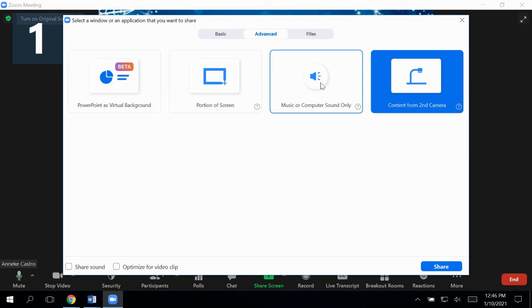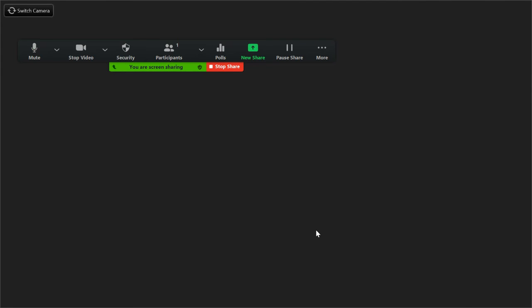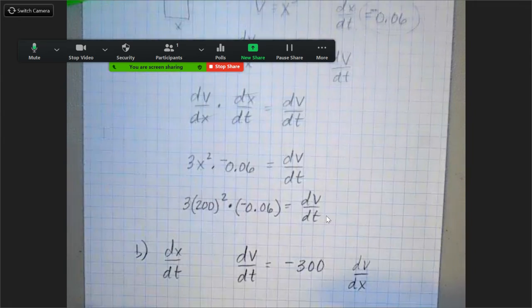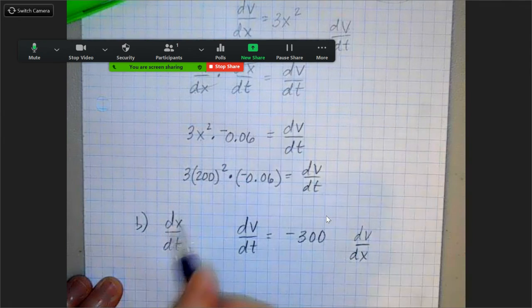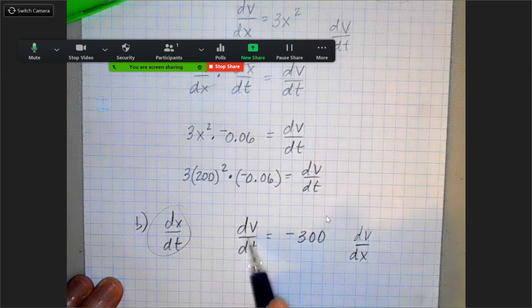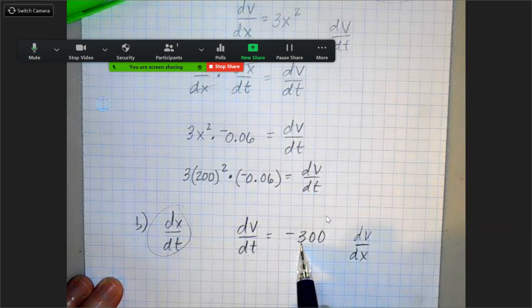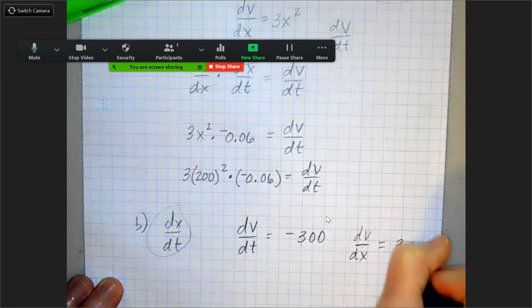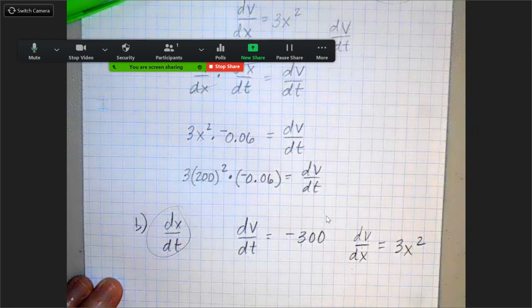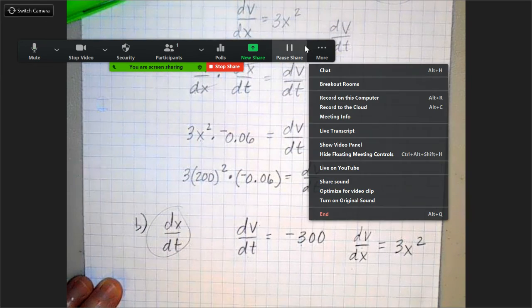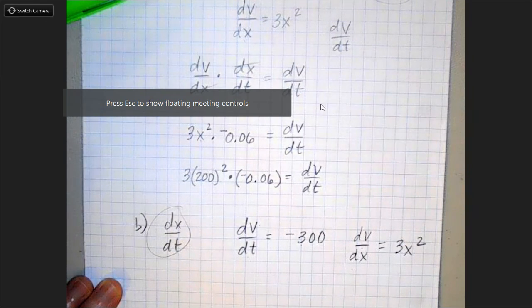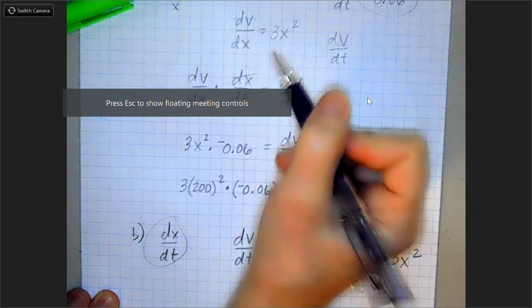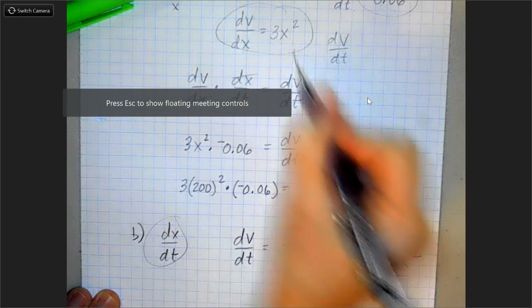So let me go back to my document camera. And let's put that together. Here we go. So for part B, I'm trying to find dx/dt. I know dV/dt is negative 300. And from the previous problem, I know dV/dx is equal to 3x squared, because that's just the derivative of volume. Oh, let me hide this floating bar. There we go. So dV/dx, I can just borrow it from there.